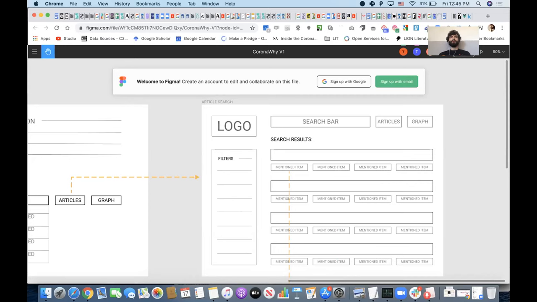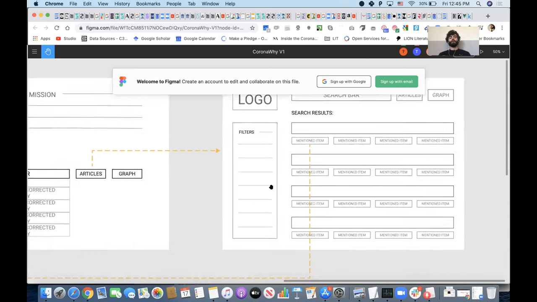So if it's a clinical trial, there should be a sample size filter, there should be an age filter, and basically dynamic filters that are based on the direction of research. And also filters that will be relevant to the actual related items.